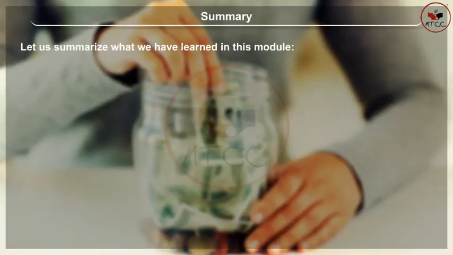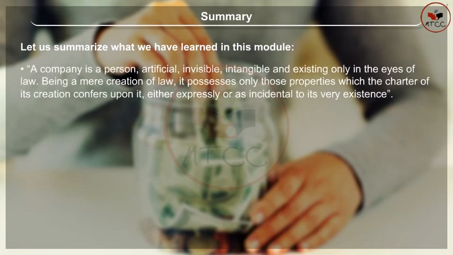Summary. Let us summarize what we have learned in this module. A company is a person, artificial, invisible, intangible, and existing only in the eyes of law. Being a mere creation of law, it possesses only those properties which the charter of its creation confers upon it, either expressly or as incidental to its very existence.